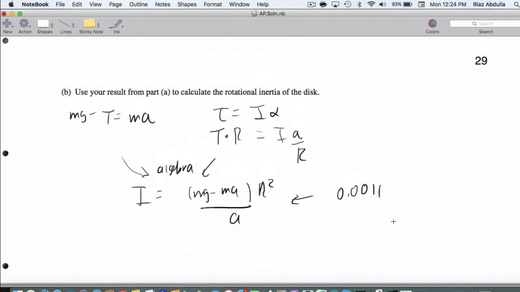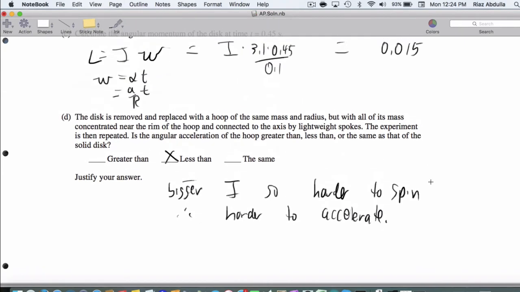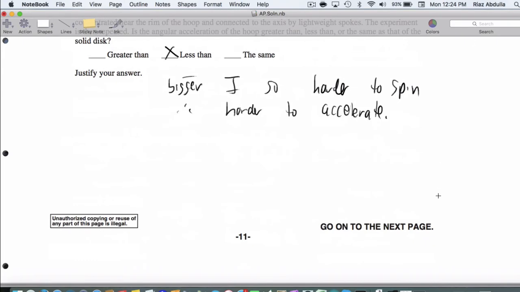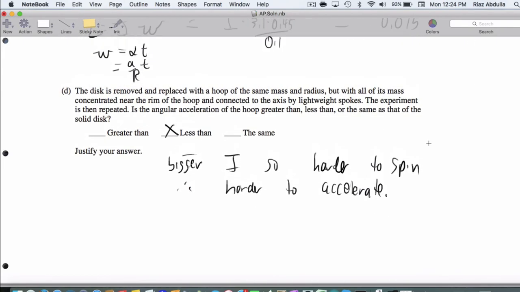So that is the answer to the last 2 free response questions on the AP exam. So I will put these on Haiku, and you'll have complete solutions to the exam.